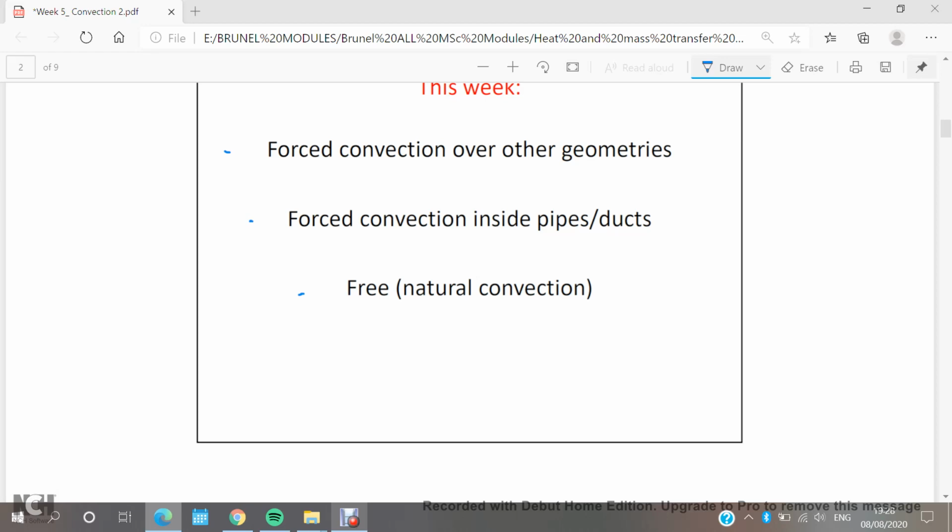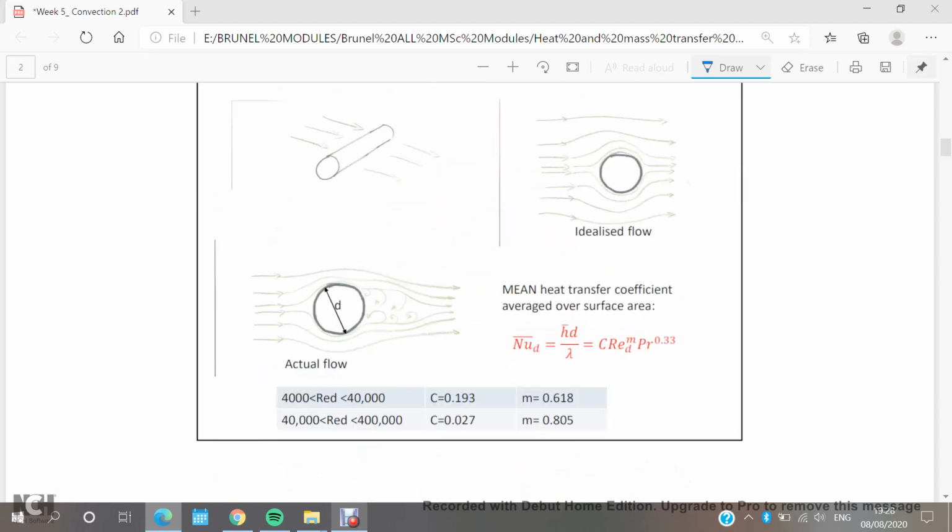So let's start with the first one, forced convection over other geometries. Generally we will have two types of other geometries, which are the most popular in real life: a single tube or duct, or a bank of ducts or tubes together. Let's start with a single tube. If I have a tube like this, and a flow moving over the external surface of this tube, I can have the flow streamlines in this shape.